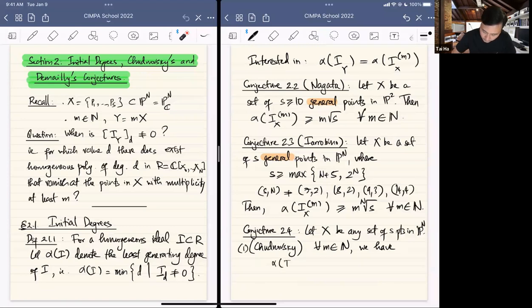alpha of the m-th symbolic power of the defining ideal of X, divided by m, is bounded below by alpha of I of X itself plus n minus 1 over n.